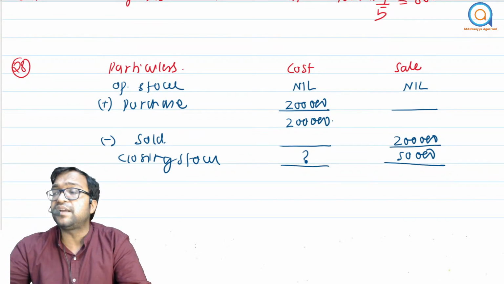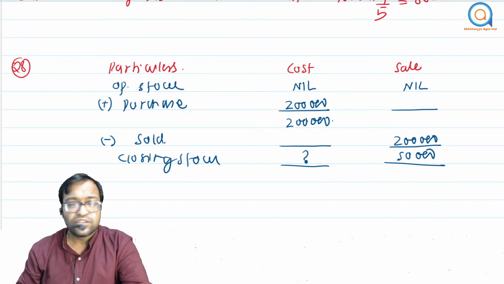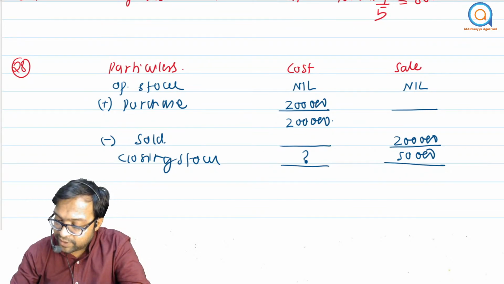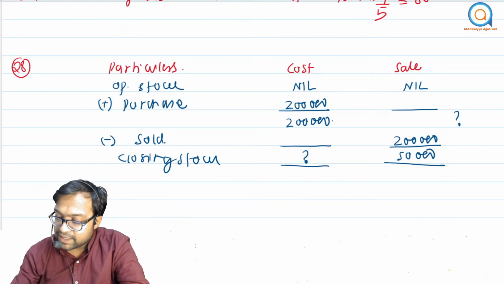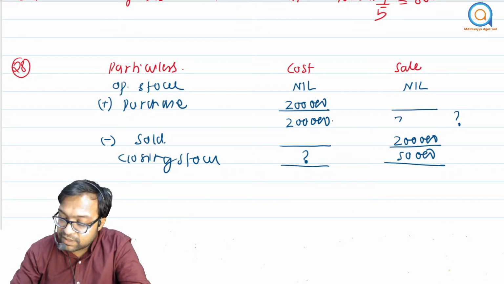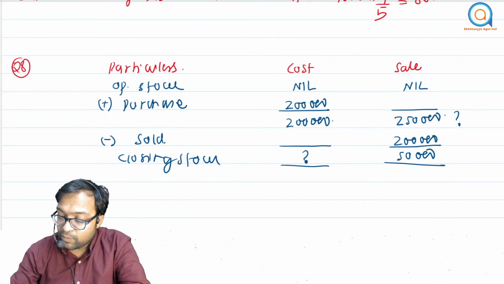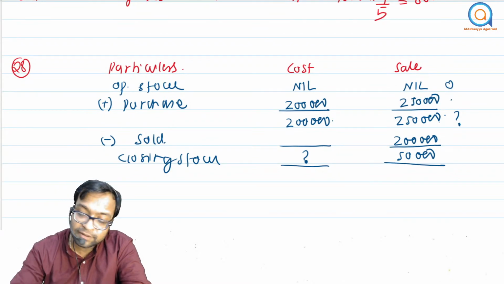Now this much data is available, sir. You have to understand the data first. So what to do? You should do back calculation. I want this figure. So something minus 2 lakh is 50,000. So this something is 2 lakh 50. Similarly, 0 plus something is 2 lakh 50. So this is also 2 lakh 50. Back calculation.